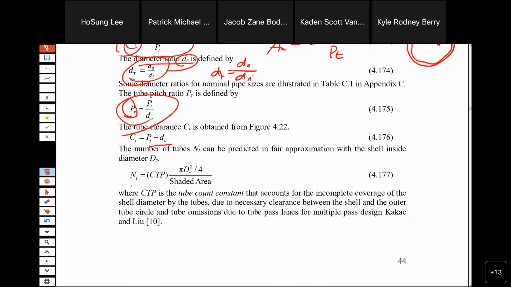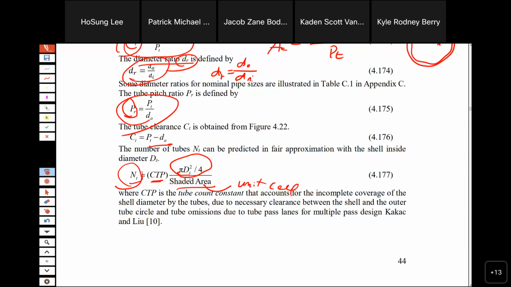And the number of tubes, look at that. Not each tube. The shell area, inside the diameter of the shell, divided by the shaded area. How many unit cells actually, then the total tubes.